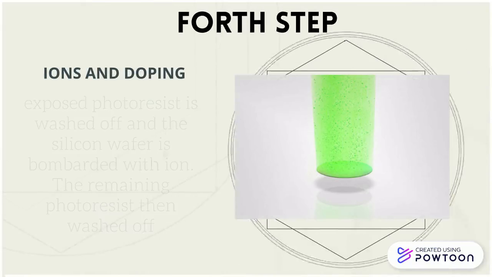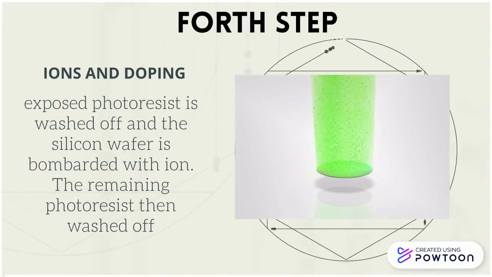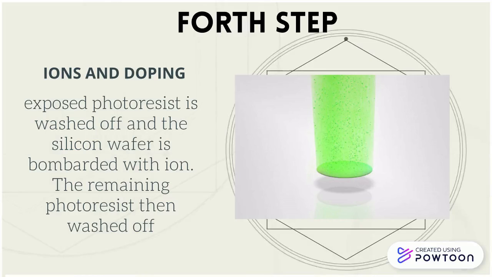In this step, the exposed photoresist is washed off and the silicon wafer is bombarded with ions in order to alter its conductive property. This is called doping. The remaining photoresist is then washed off, revealing a pattern of affected and unaffected materials.